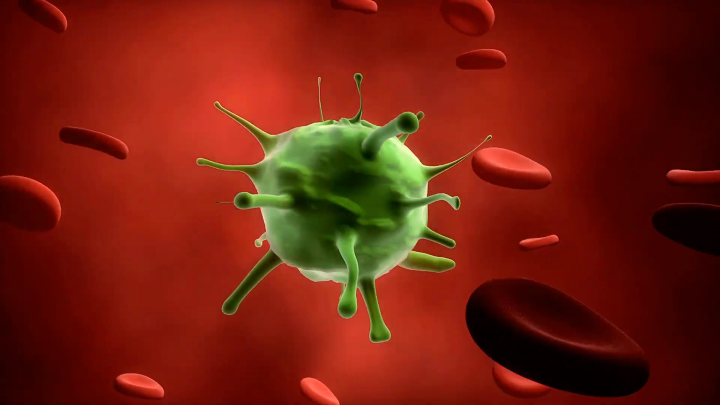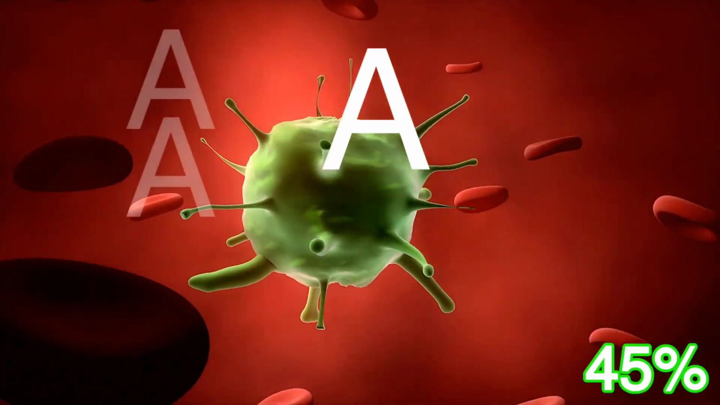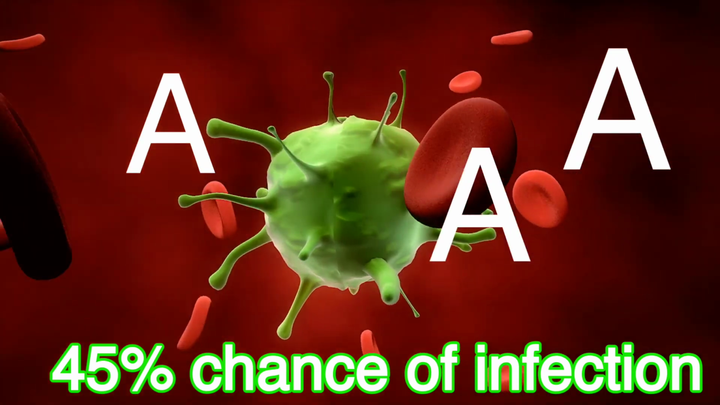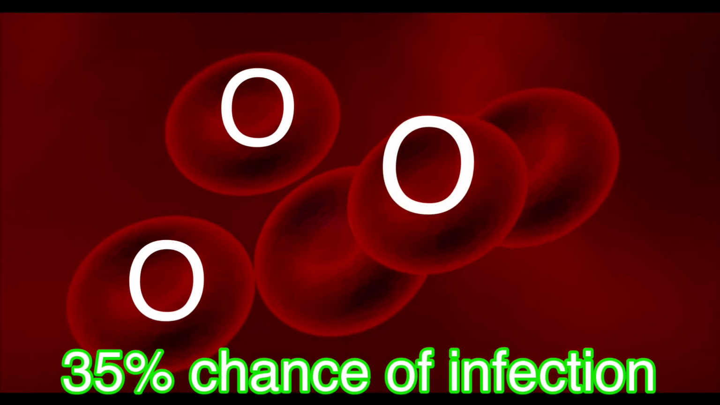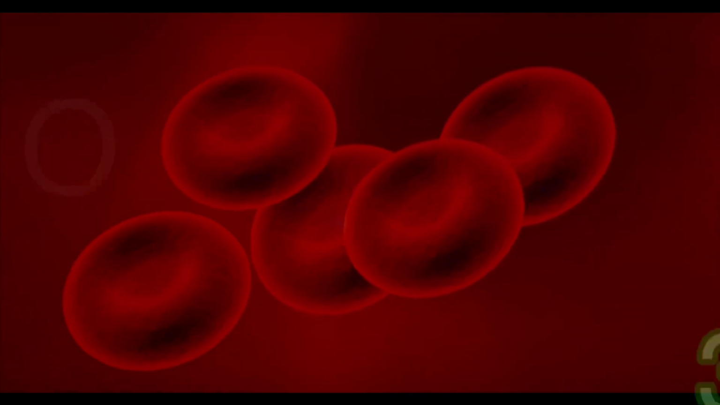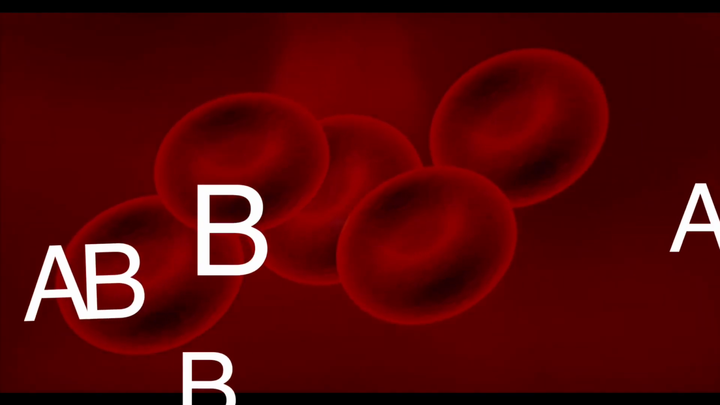What's more is that the difference in blood type is also a factor for the new coronavirus. People with blood type A have a 45% chance of being infected, while people with blood type O only have a 35% chance of being infected. The difficulty of getting the disease for the other blood types lies between the A and O data.